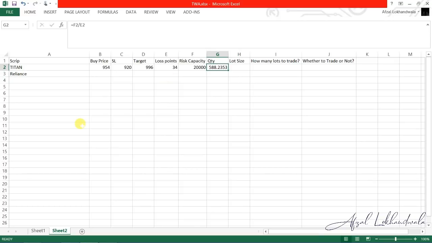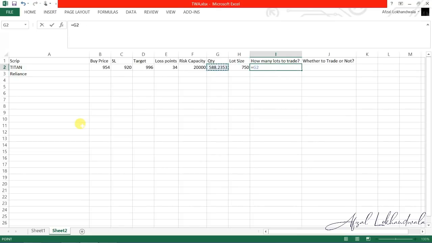Now if you look at the futures of Titan, the lot size is 750. Now can you tell me how many lots will you trade? It will be calculated as 750 divided by 588.